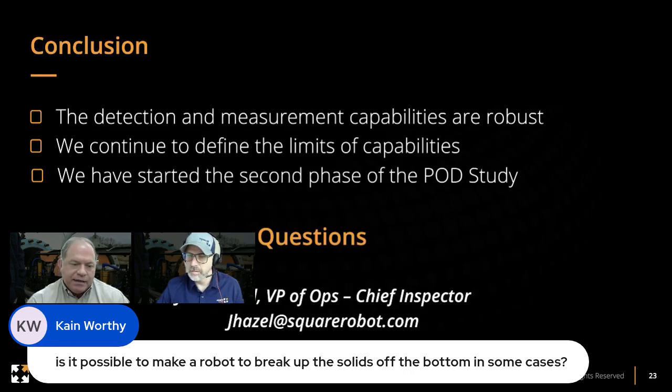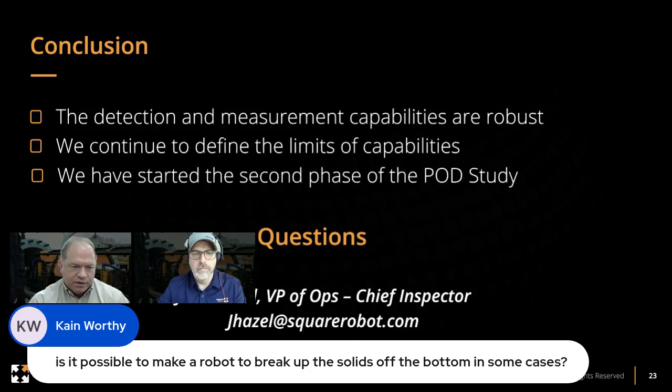Is it possible to make a robot to break up solids off the tank bottom in some cases? Certainly with enough resources, anything is possible. Is it necessarily the level of effort that's going to be required to do that? So it would be difficult to make one that suits all purposes. If you have something that's tightly adhered, that's going to be a different robot than something like what we have, where we're just trying to move sludge and debris around with a little brush. There are a number of different things. It's possible, but once you get too specific in what you're trying to do, it limits its ability to be deployed in all circumstances.